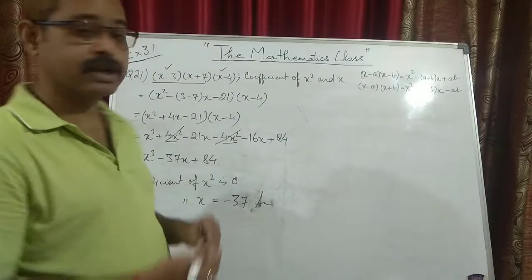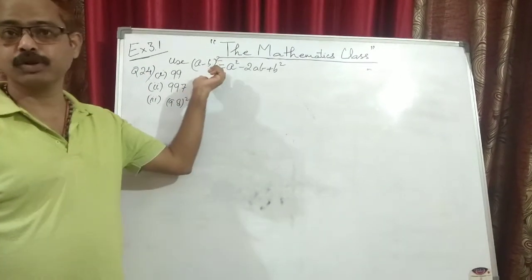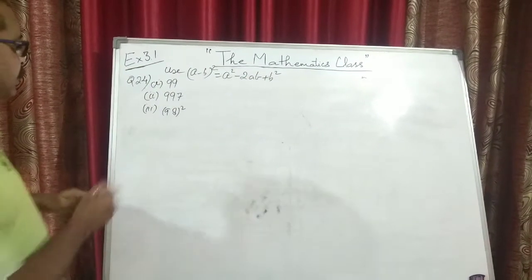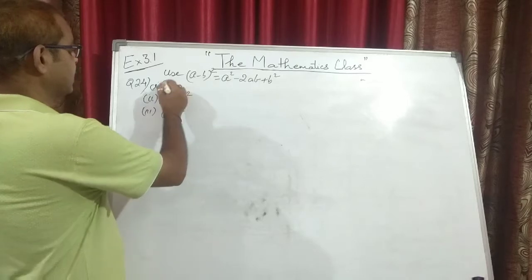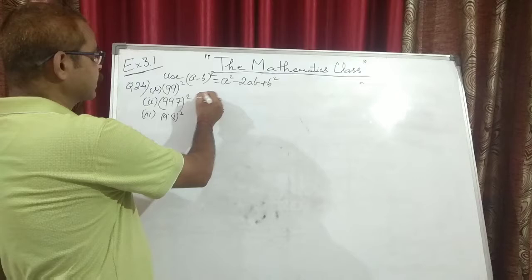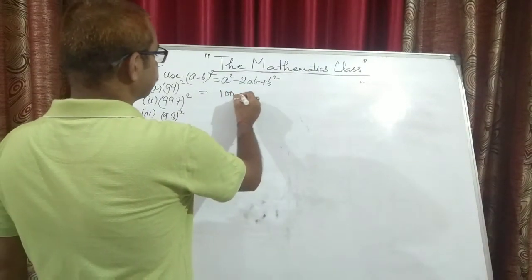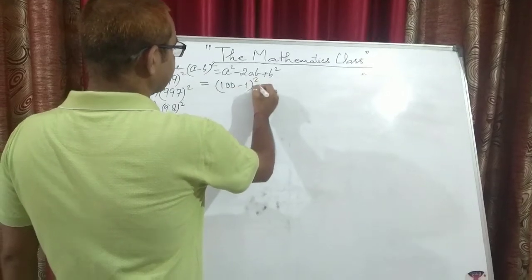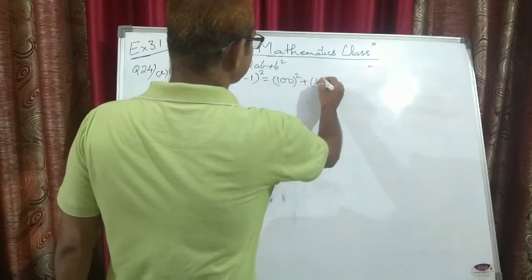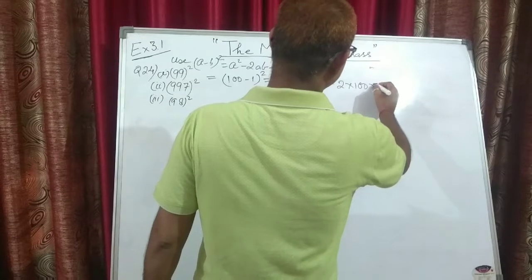Now I will be taking question number 24. The 24th question is, you have to use the identity a minus b whole square, that is a square plus b square minus 2ab, and you have to evaluate the value of 99 square and 997 square and 9.8 square. So very simple, 99 can be written as 100 minus 1, 100 minus 1 whole square. It means a square means 100 square plus b square, that is 1 square, minus 2 into a into b.